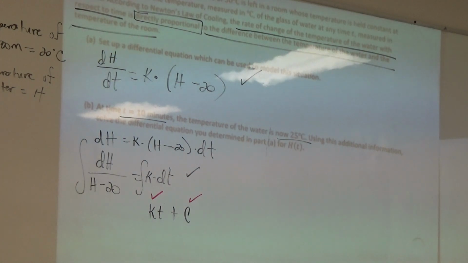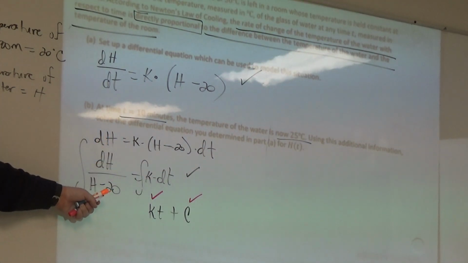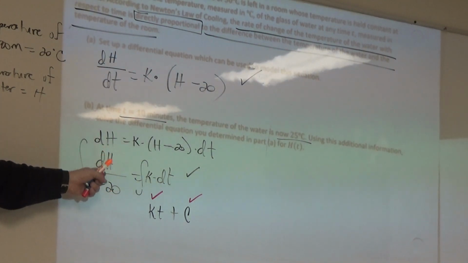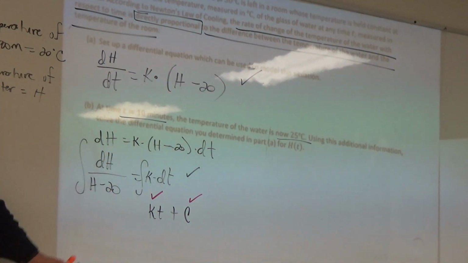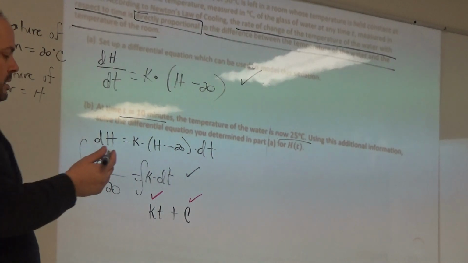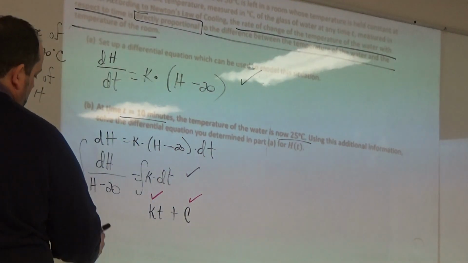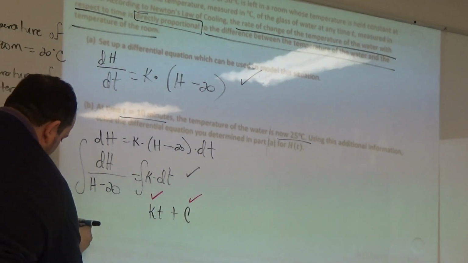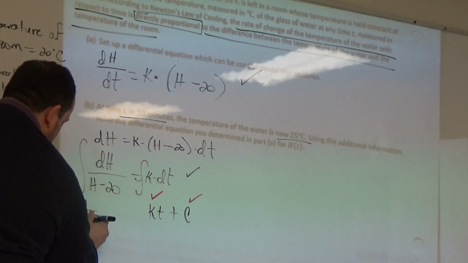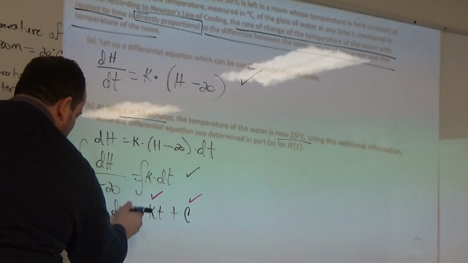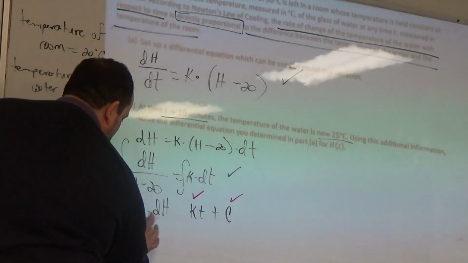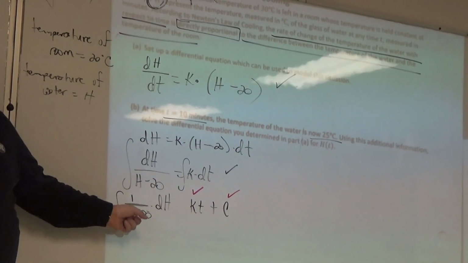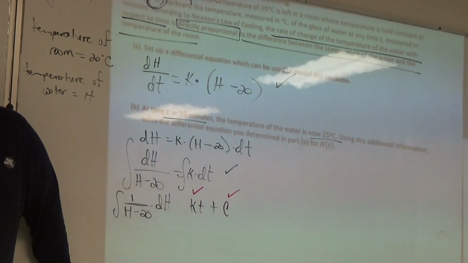Now I've got to figure out what the integral of dH over H minus 20 is. Jonathan, what do you think? Make it H minus 20 to the negative 1 power? Okay, maybe that works. There's nothing wrong with what you just said, but I'm just going to write it this way for a second and see if maybe that connects with anybody. 1 over H minus 20 dH.